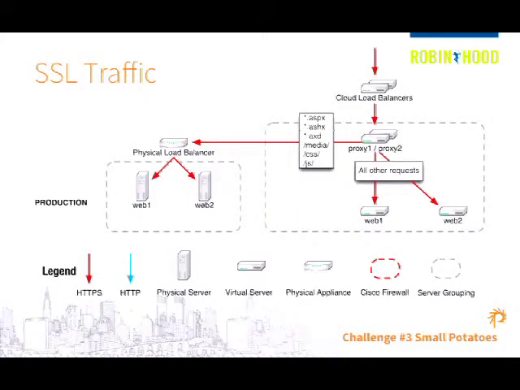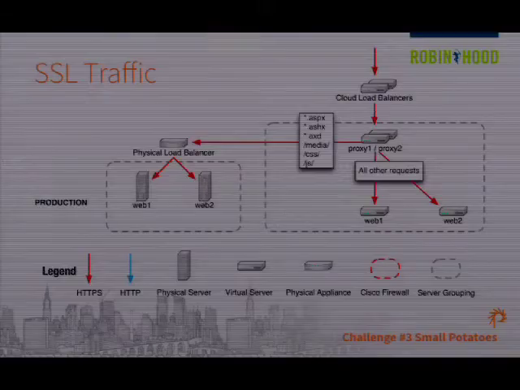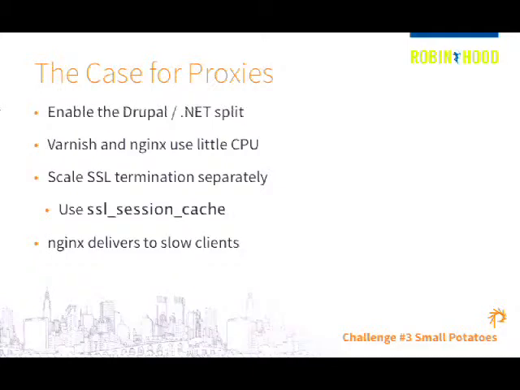And we could have probably put these all together. We could have just had a couple of webheads that had these all on there. But one of the really nice things about using a separate proxy tier with something like this is that it did help us to enable that Drupal and .NET split, and mainly because Varnish and Nginx themselves don't use a lot of CPU, so we could actually get away with using pretty small boxes for these. By having separate machines, it lets us scale up the SSL termination separately. So if we would find that a ton of our work is actually being done just in talking SSL to people, we could spin up a new machine.